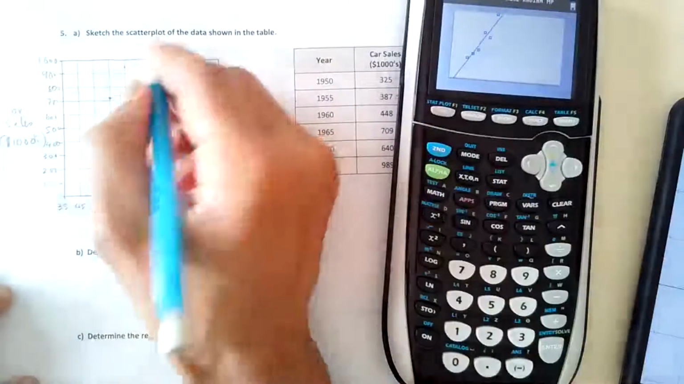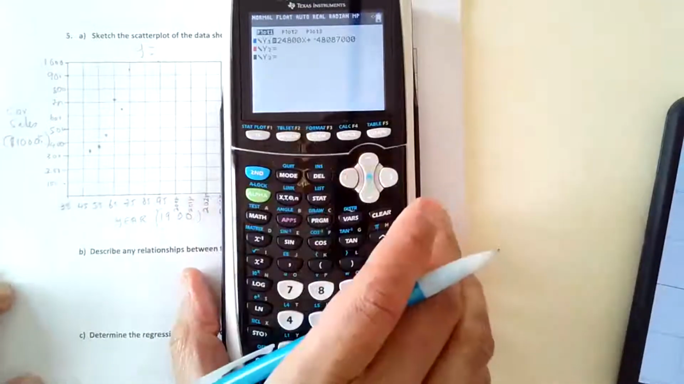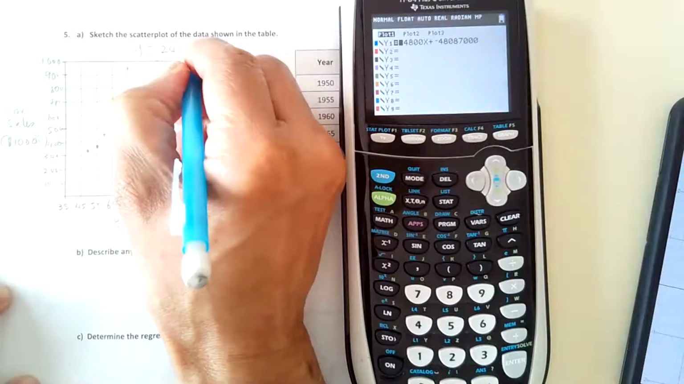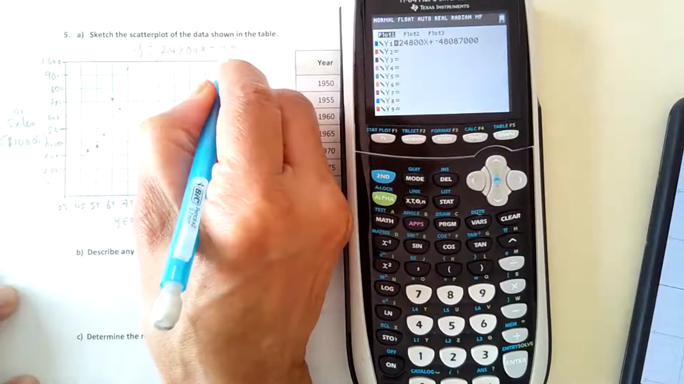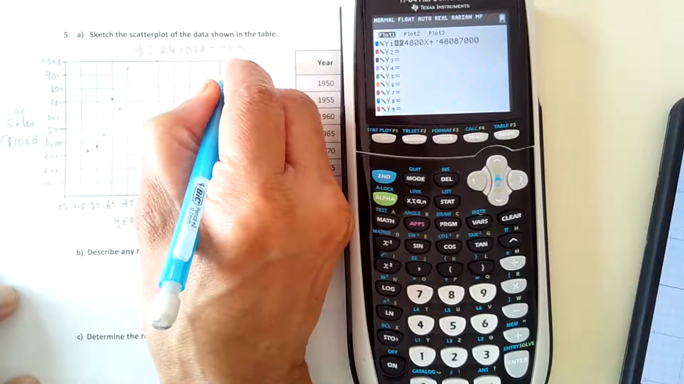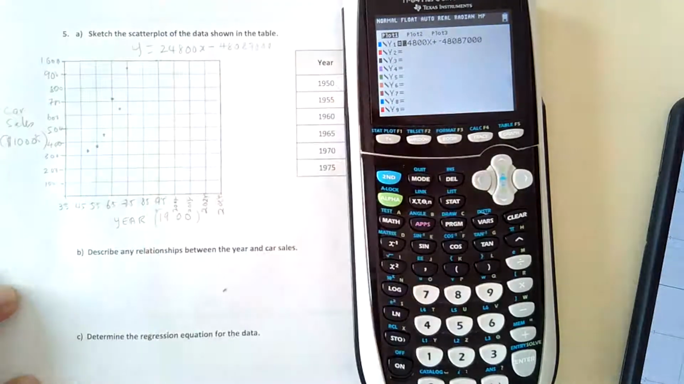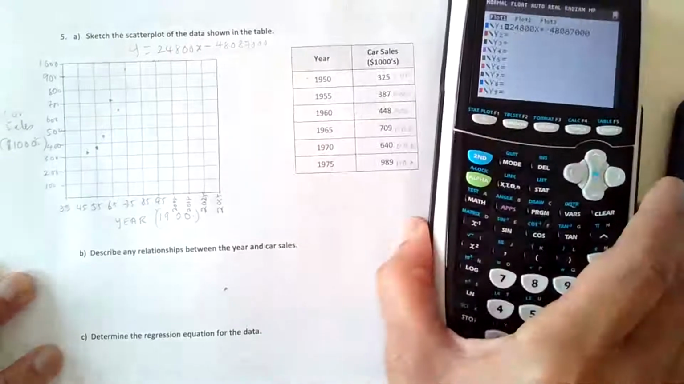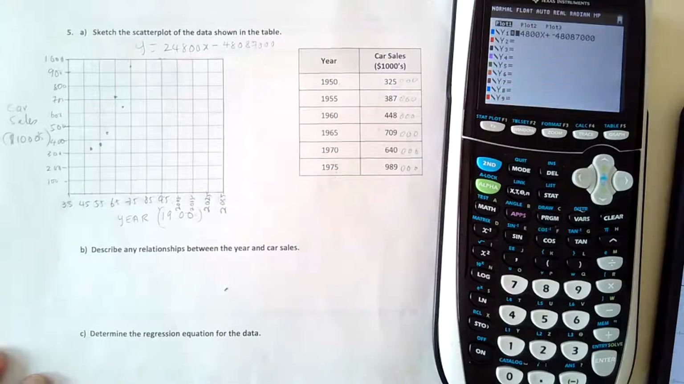Okay, and so now y is equal to, now what's my equation? There it is. 2048x minus, there's a minus there, 48,087,123. So that's your regression equation. And you can try the same thing in Desmos.